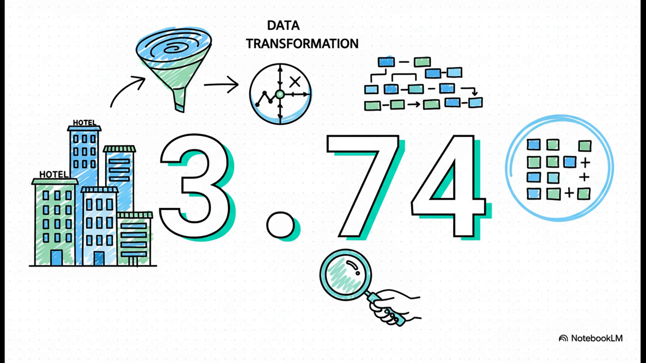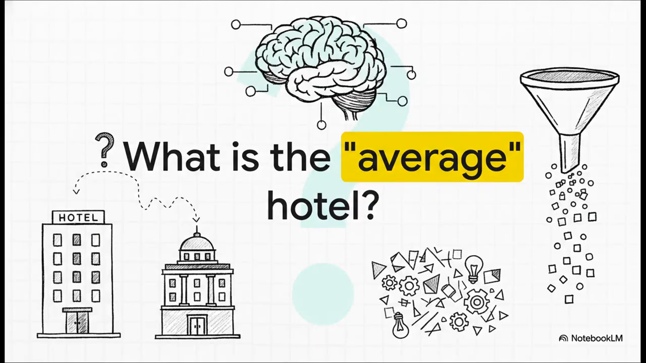It calculated the mean, the average, of all the hotel codes people visited. And that number was 3.74. Which leads to a pretty ridiculous question, right? What on earth is hotel number 3.74? I mean, is that a broom closet somewhere between the 3rd and 4th hotel? Of course not. It doesn't mean anything.